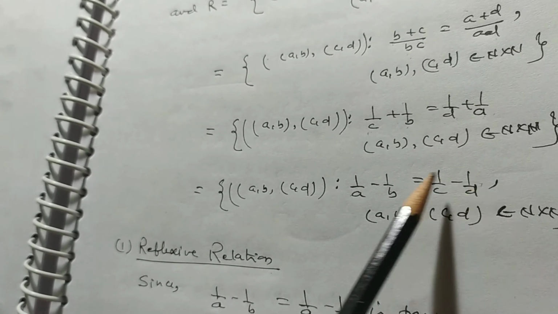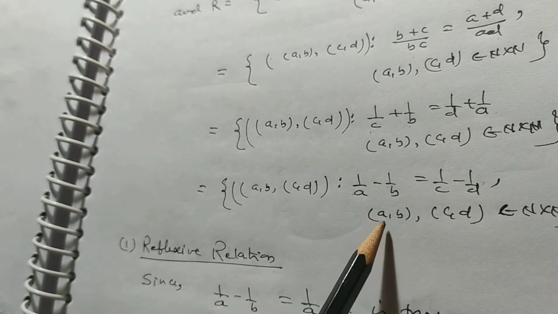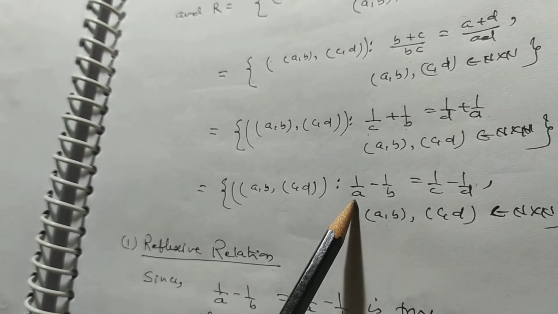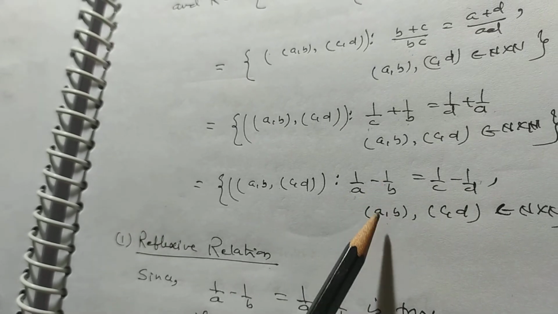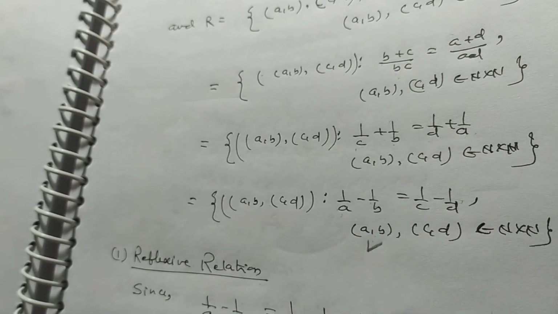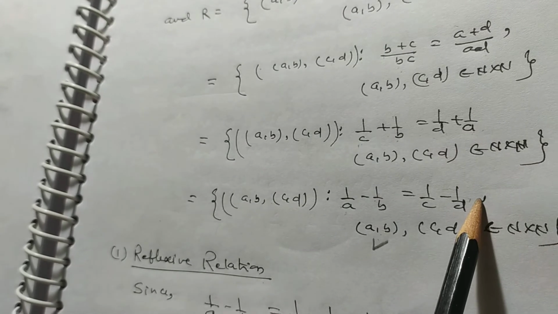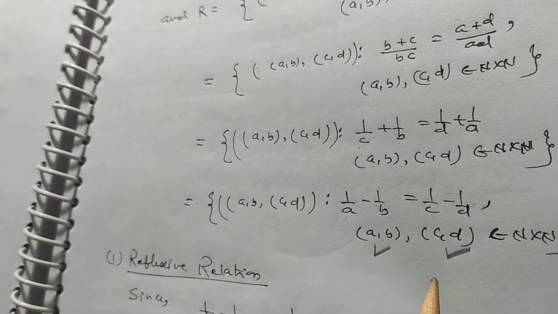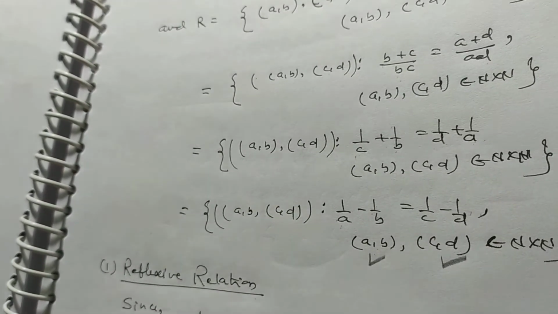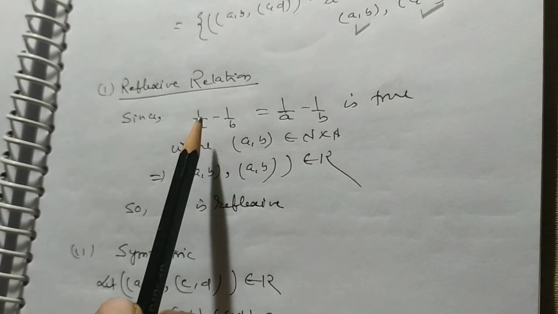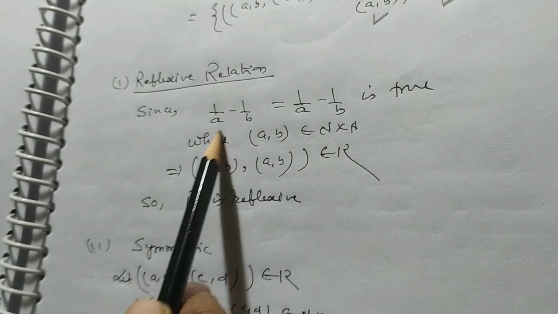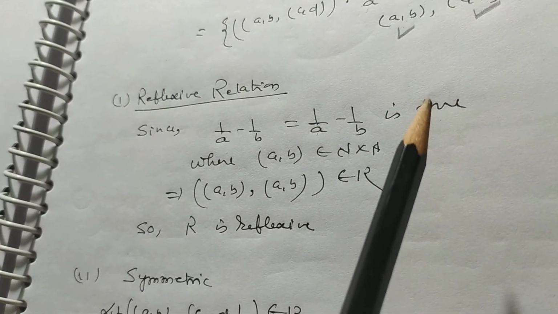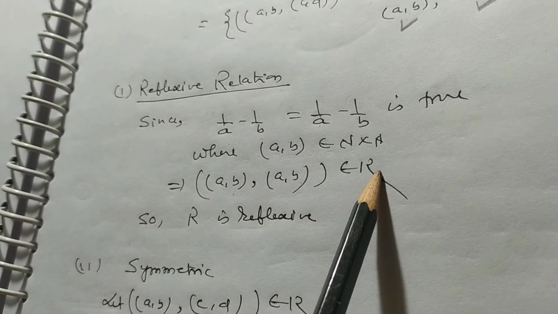Why do we write it this way? So that the problem becomes lighter to solve. AB is an ordered pair. So 1 by A minus 1 by B can be represented as AB, and 1 by C minus 1 by D can be represented as CD, and it belongs to N Cartesian product with N. Now we verify this rule one by one. For reflexive relation, 1 by A minus 1 by B is equal to 1 by A minus 1 by B. It is true. So AB is related to AB.